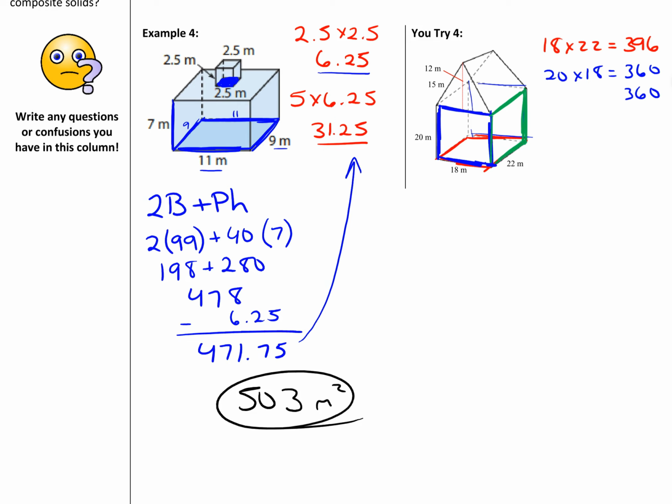And we also have here 20 by 22, which is 440. And 2 sides that are 440. So if we add up the areas of the rectangular prism part, that'll give us 1,996.